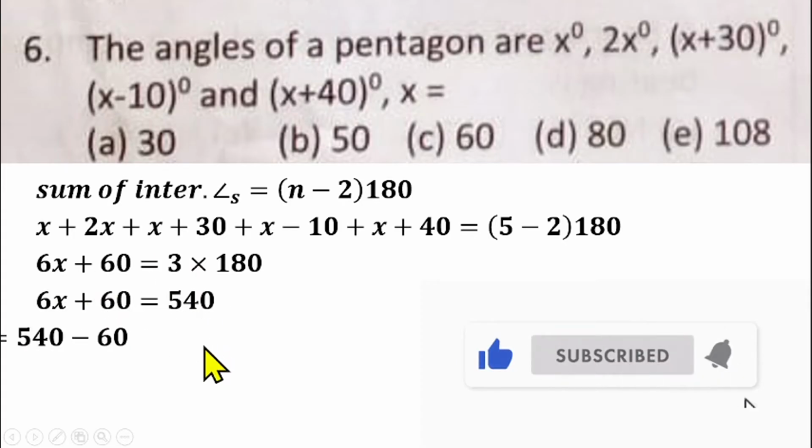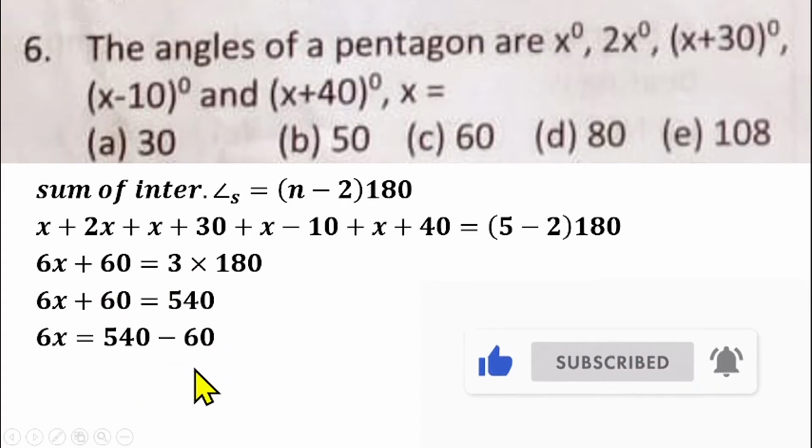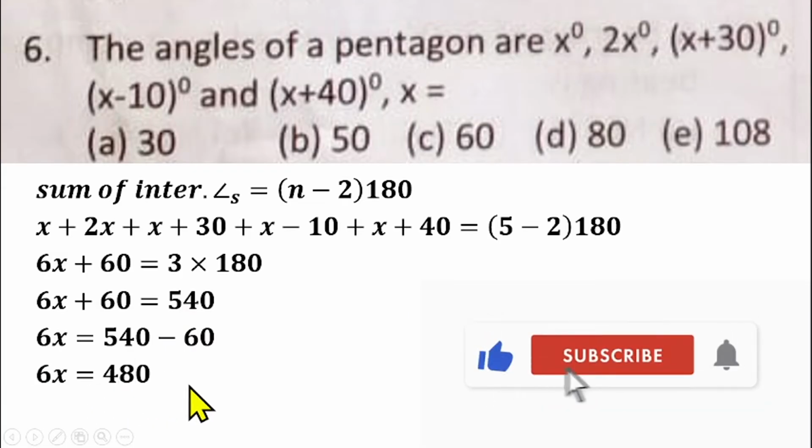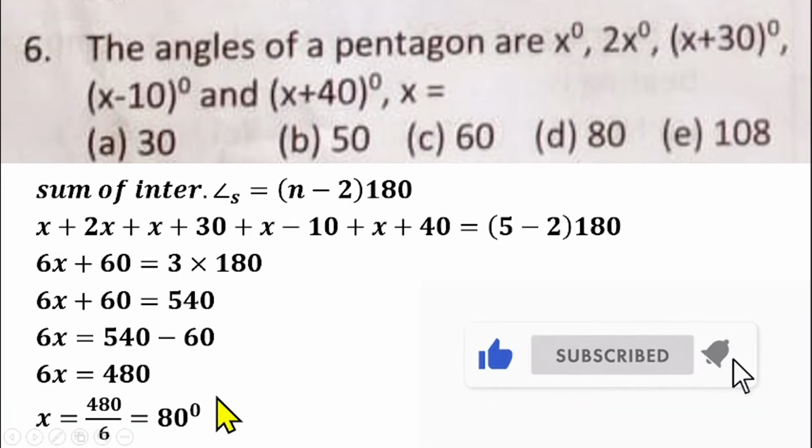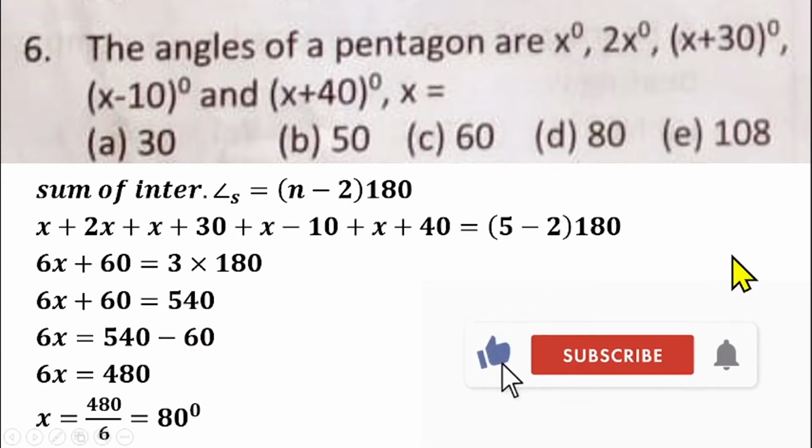Collect like terms, you have 6x equals 540 minus 60. 6x equals 480. Divide both sides by 6. x will be equal to 80 degrees, which makes option D the right answer for question number 6.